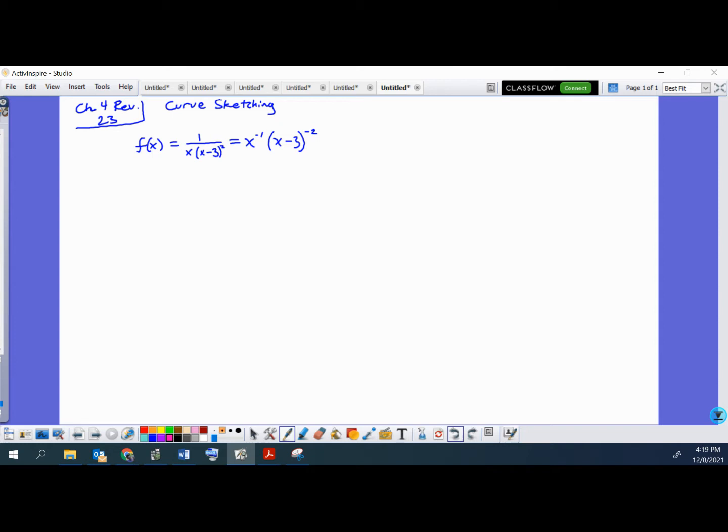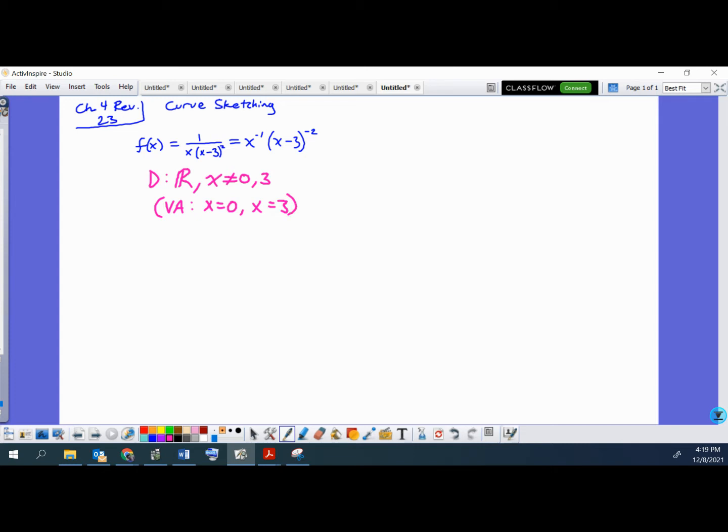So first thing I want to do is domain. And there are some domain breaks at 0 and at x equals 3. And those are both vertical asymptotes, right? So the domain, I'm going to say all real numbers except x cannot equal 0 or 3. And just point out vertical asymptotes at those two values, x equals 0, x equals 3.